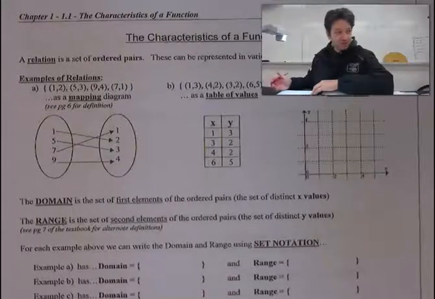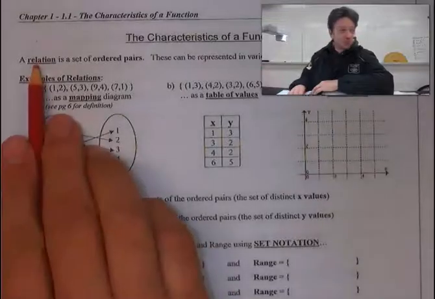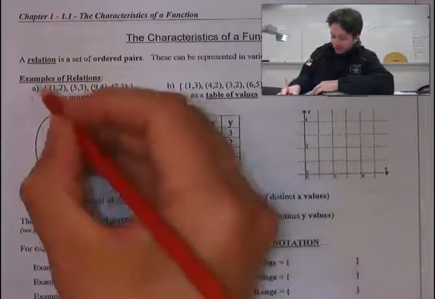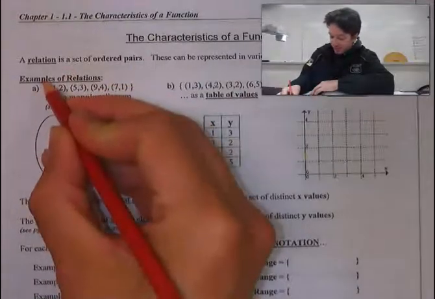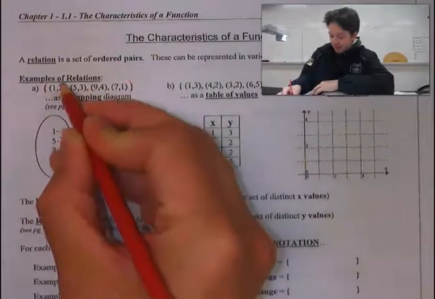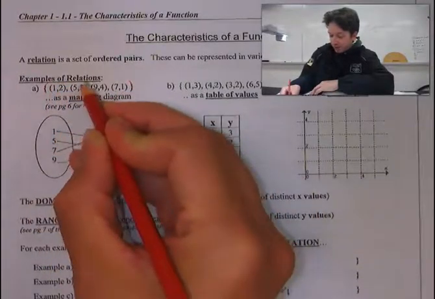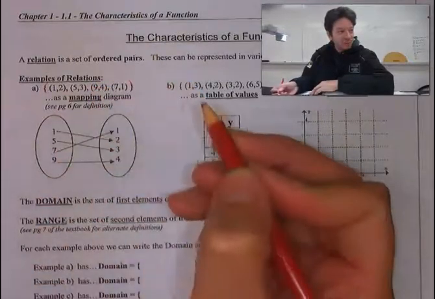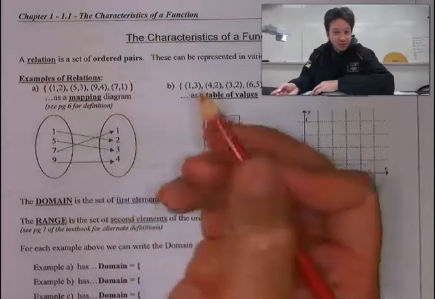To figure out what's a function, we actually have to learn a couple other terminologies. The first is a relation. A relation is just a set of ordered pairs. So here we have a set, and then we have a bunch of ordered pairs, right? Here's one pair, 1, 2, another pair, 5, 3, another pair, 9, 4. That's a set of ordered pairs, and so we call that a relation.